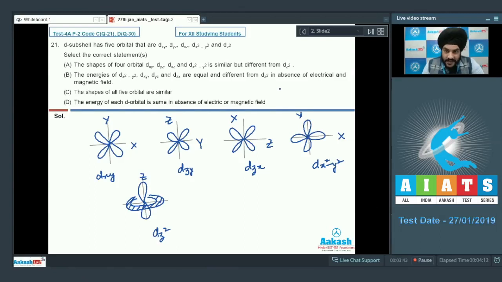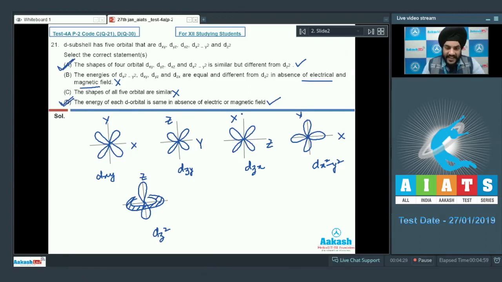So if you look at the options concerning the shape, we have the A option is correct and we have the C option is incorrect. Now we can talk about the energy. Now in absence of the electrical and magnetic field, all these 5d orbitals are degenerate, which means that they have the same energy. So if we look at option B and option D now, we can see that option B is incorrect as it talks about the energy of the 4 orbitals being different from dz square. Whereas option D is correct, which says that energy of each d orbital is same in the absence of electric or magnetic field. So students, we have to select option A and option D as the correct answer to question number 21.